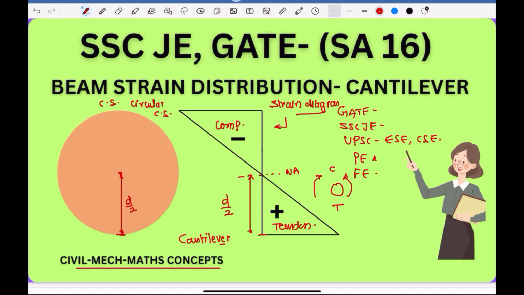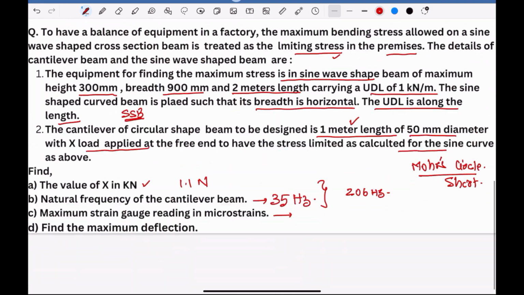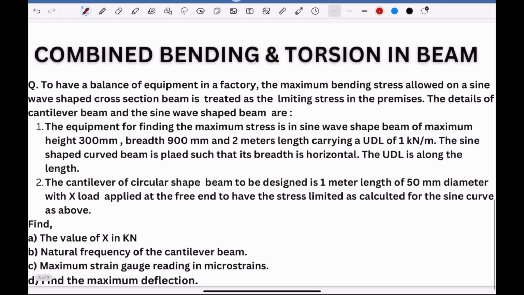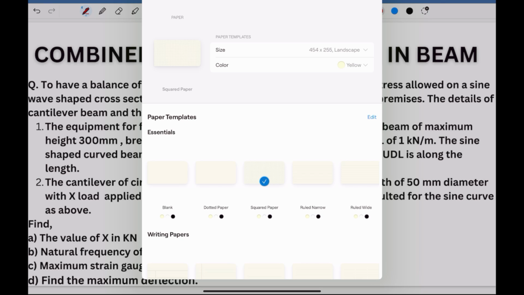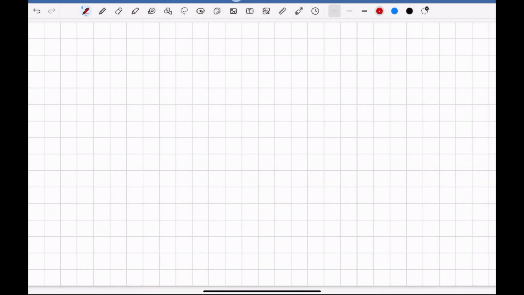Now let us talk about the strains. Let me change the template. Give me a minute. Let me change to ruled paper.